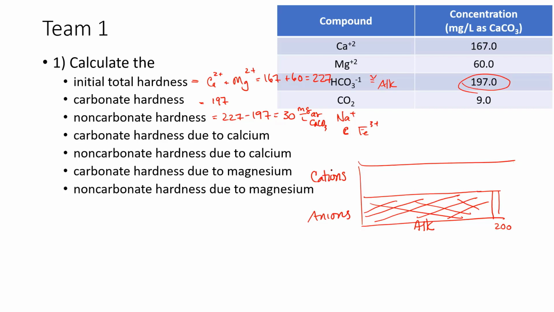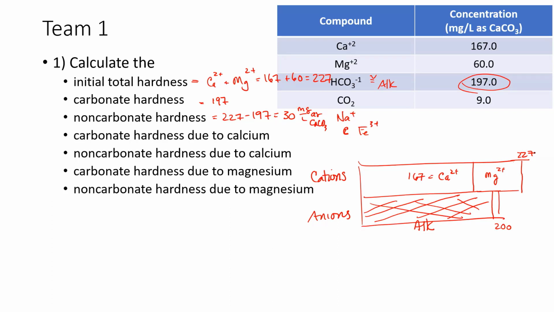Now, the concentration of calcium is 167. So this is calcium. And then the concentration of magnesium is 60. So this here is that 227. This helps to then make some decisions about the carbonate hardness due to calcium. And we always put calcium first, then magnesium. It's in order of predominance, and calcium will almost always predominate over magnesium.